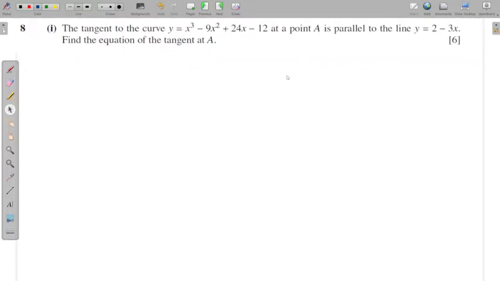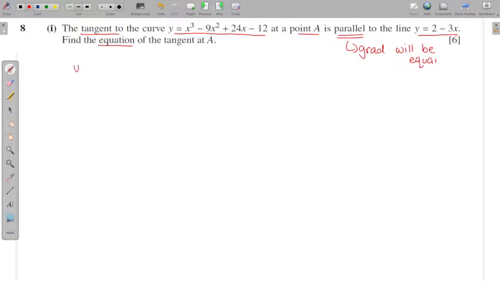So now let's move on to the next question. That is question number 8. So here they have said the tangent to the curve with an expression of this at a point A is parallel to the line y equal to 2 minus 3x. So we have been asked to find out the equation of the tangent at A. So remember, I had written one note earlier that whenever you have two lines that are parallel to each other, that means their gradient will be equal. So here, since the tangent at A is parallel to this line, whatever is the gradient of this line, the tangent will have the same value of gradient.